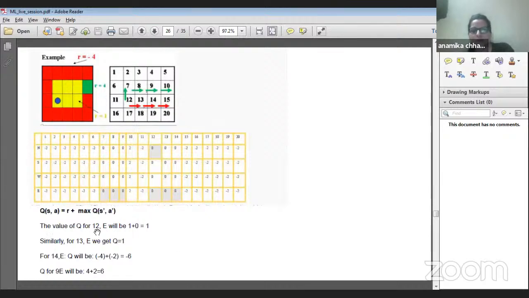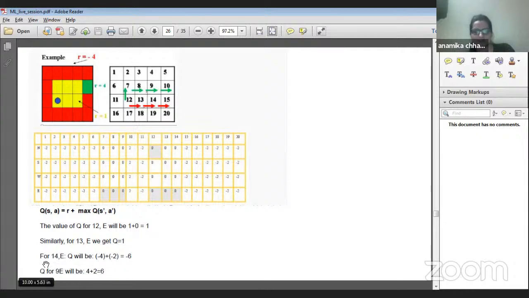So the value of Q for 12E will be 1 plus 0. How do we get that? If you are at 12 and you go in the east direction, what do we get? The reward is 1, right? This is given over here. So 1 plus maximum of Q(S', A'). When you move east, whichever action you can take from there, you take a max of that. Over here from 12, you move to 13 and all the Q values are 0 and the maximum of that will be 0. So ultimately you update it to 1 plus 0, that is 1.